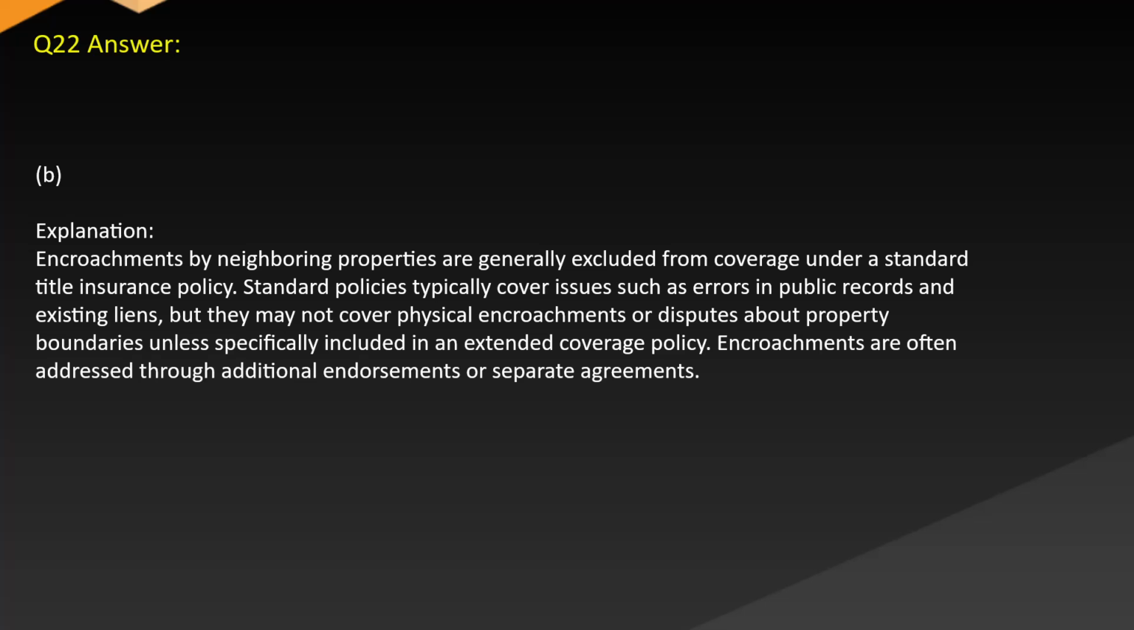Answer B. Explanation. Encroachments by neighboring properties are generally excluded from coverage under a standard title insurance policy. Standard policies typically cover issues such as errors in public records and existing liens, but they may not cover physical encroachments or disputes about property boundaries unless specifically included in an extended coverage policy. Encroachments are often addressed through additional endorsements or separate agreements.